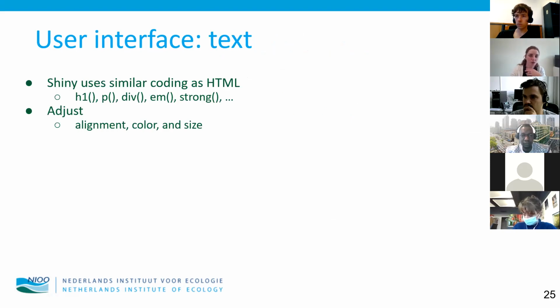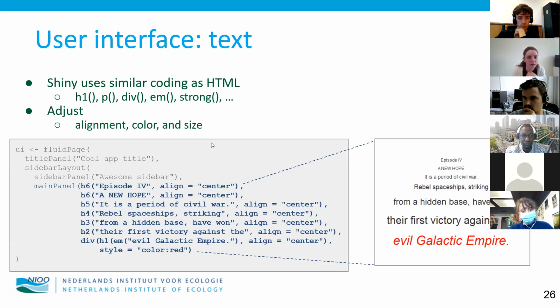So in R Shiny, you can add text, and Shiny uses similar coding to HTML. If you're a bit familiar with that, that helps, but otherwise it's also not super difficult. You have p for paragraph and strong if you want your text to be bold. And you can adjust the alignment of your text, the color of your text, and the size of your text. And this is an example.